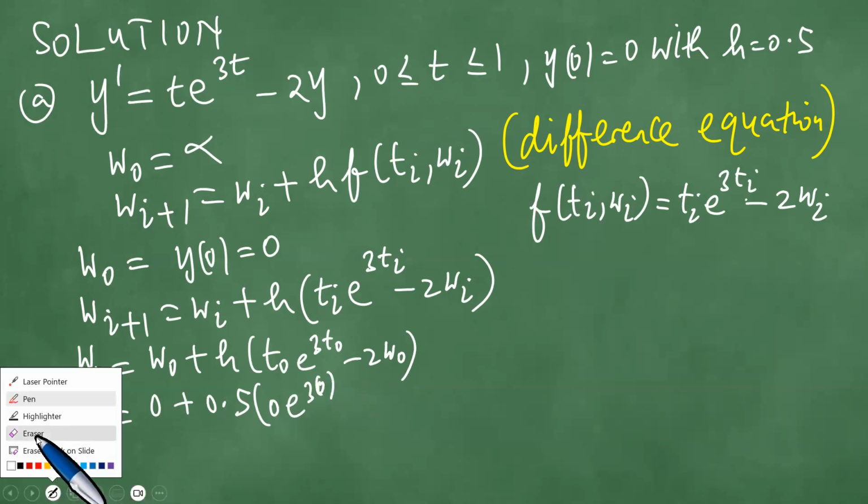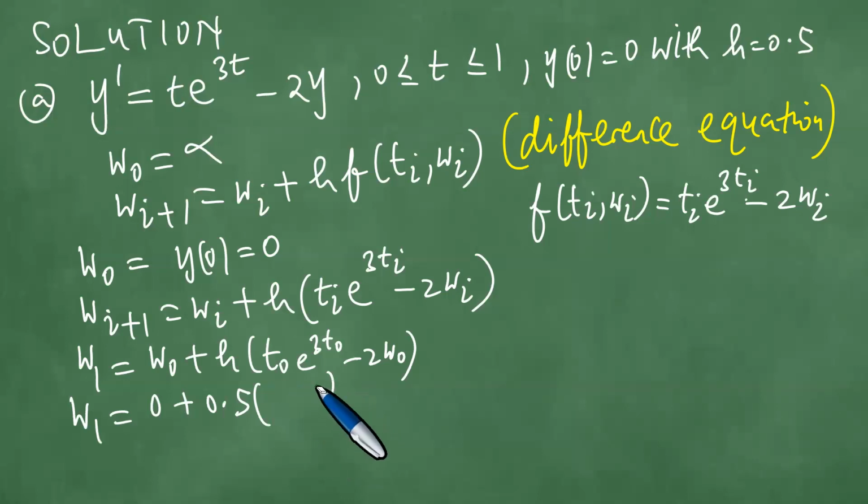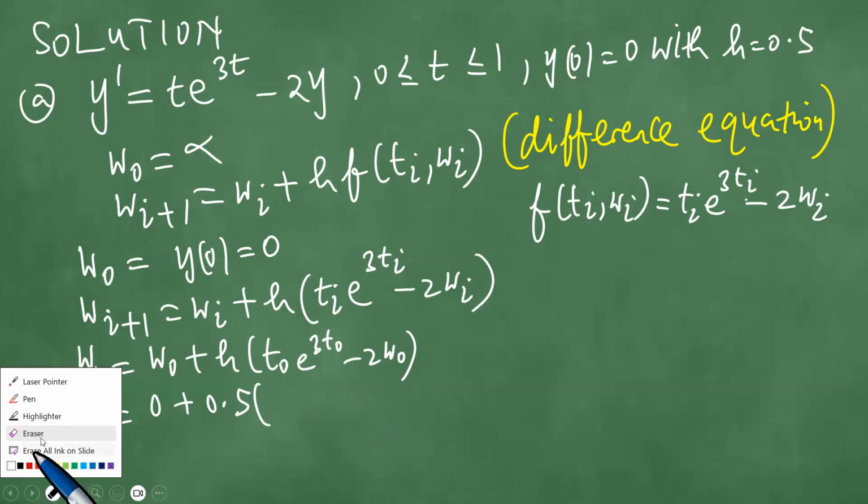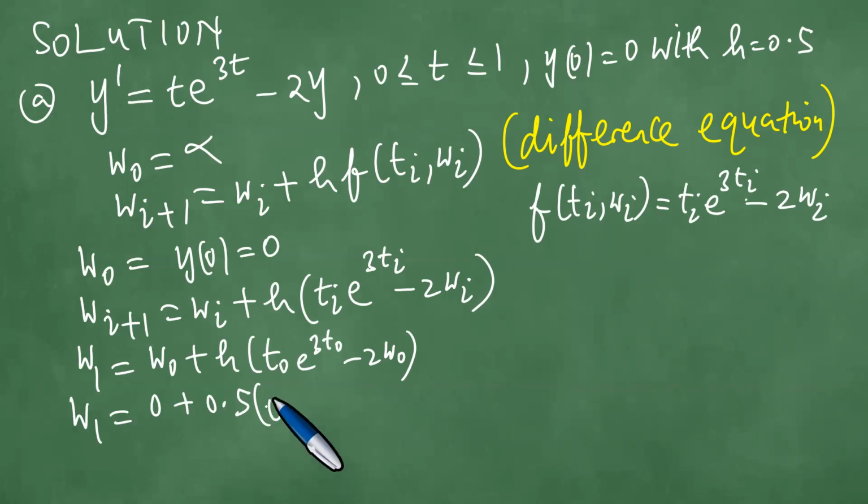Just to try to write clearly here, it's going to be exactly 0 e to the 3 times 0, minus twice W0. What is W0? It's 0 in this question. So, with that said, we continue.